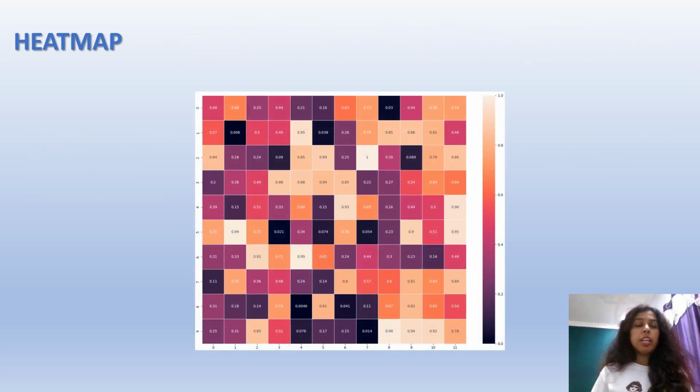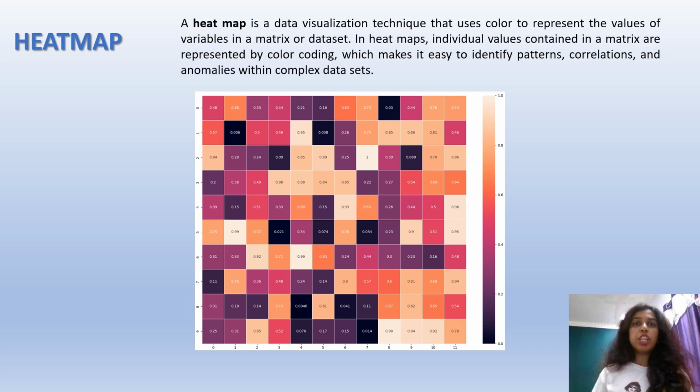Moving on to the next chart, which is a heat map. It is a data visualization technique that uses color to represent the values of variables in a matrix or dataset. In heat maps, individual values contained in a matrix are represented by color coding, which makes it easy to identify patterns and correlations within complex datasets.